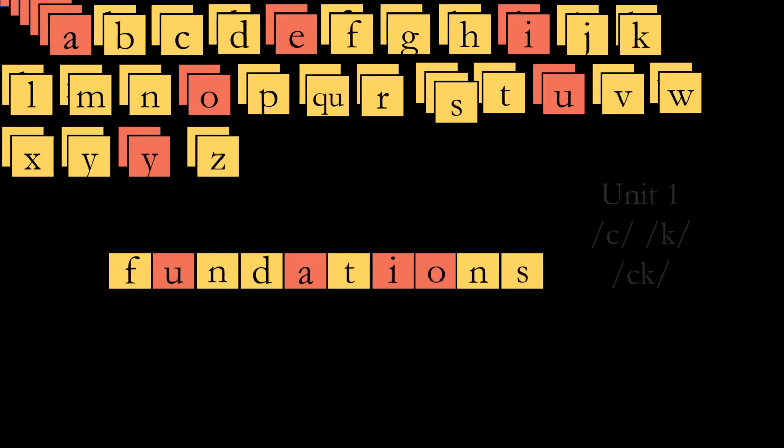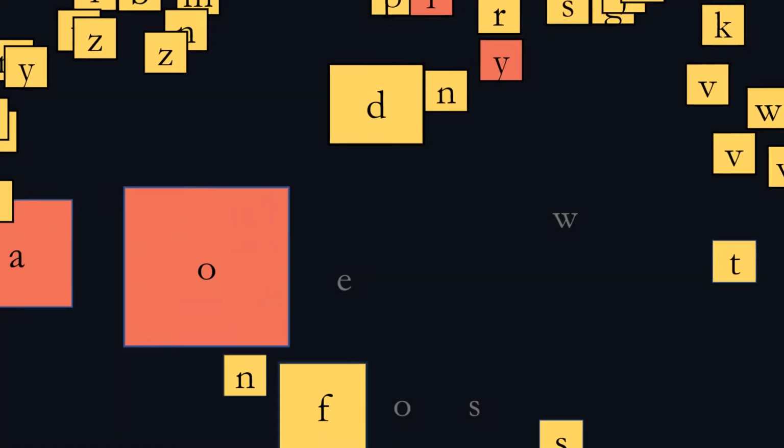Okay, everyone, another Foundations lesson for us today. We're still in Unit 1, and we're going to talk about how we can spell with the letters C or K or CK, because they can all make the K sound. And that can be a little confusing. Get it? Okay, let's move on.